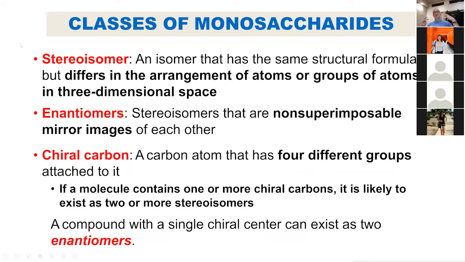So now we get into the really important part of monosaccharides, and it sort of goes back to three-dimensional shapes and stereoisomers. So I want to spend a good amount of time on this because it's really, really important to understand. So if we remember, a stereoisomer basically has the exact same structural formula as another compound, but the arrangement of atoms in three-dimensional space is different. And remember, we talked about chirality.